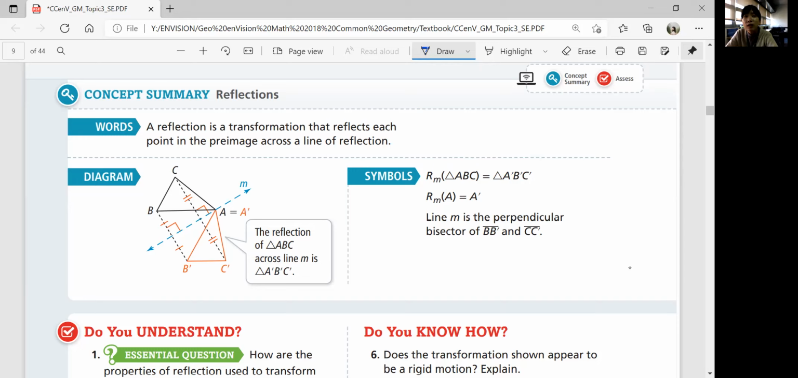Okay, so if you look at the symbols, capital letter R will represent the transformation of reflection. And whatever subscript value you plug in will be the line you're reflecting your images across. Okay.